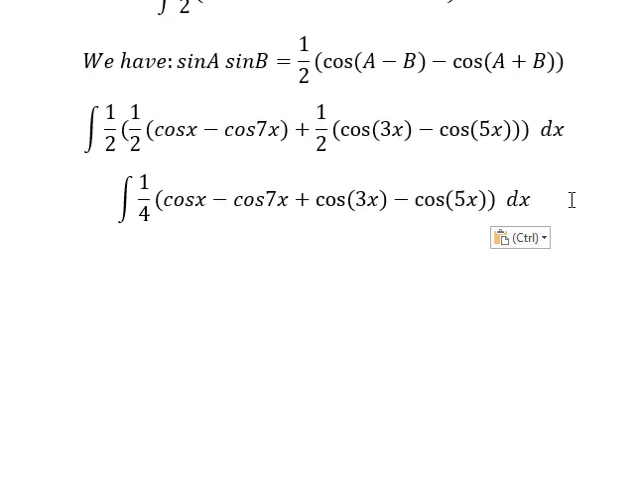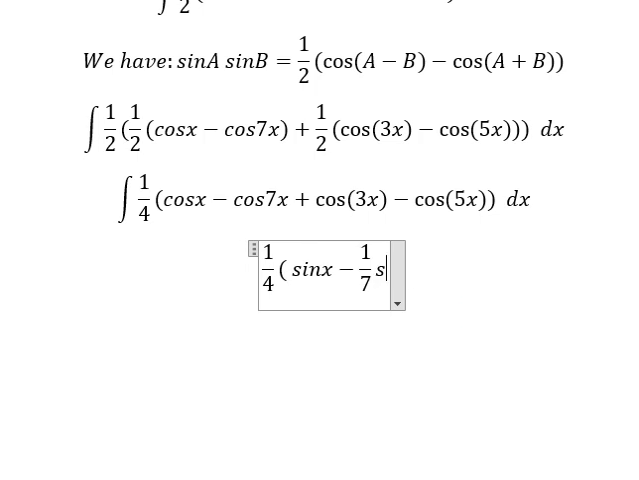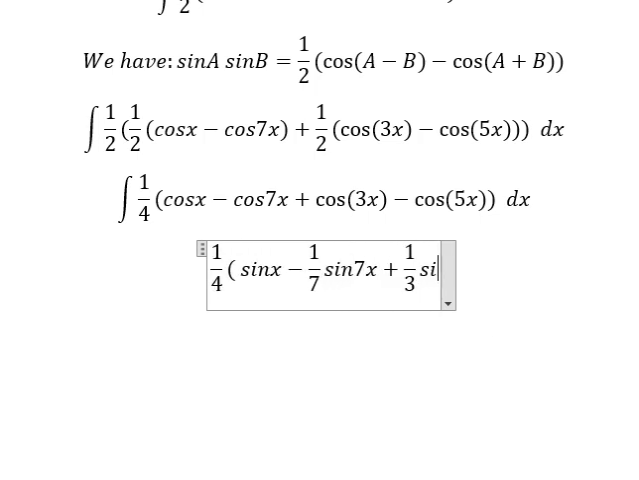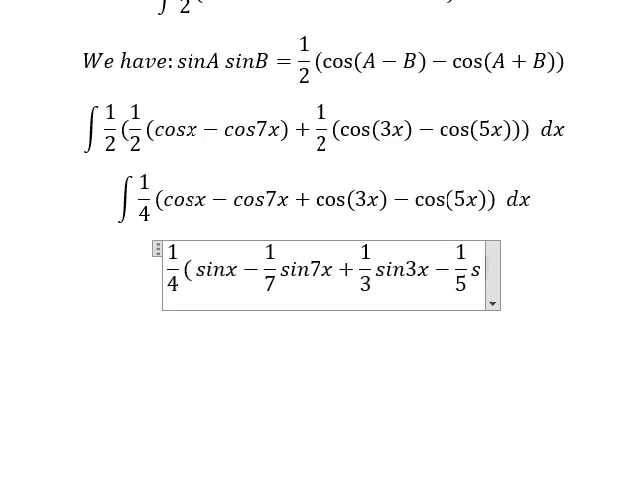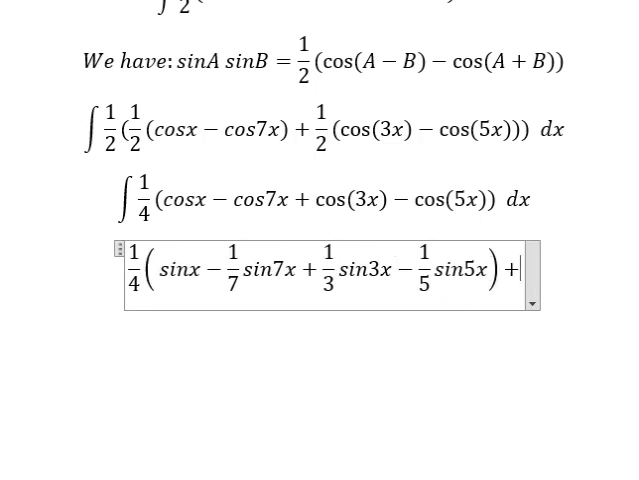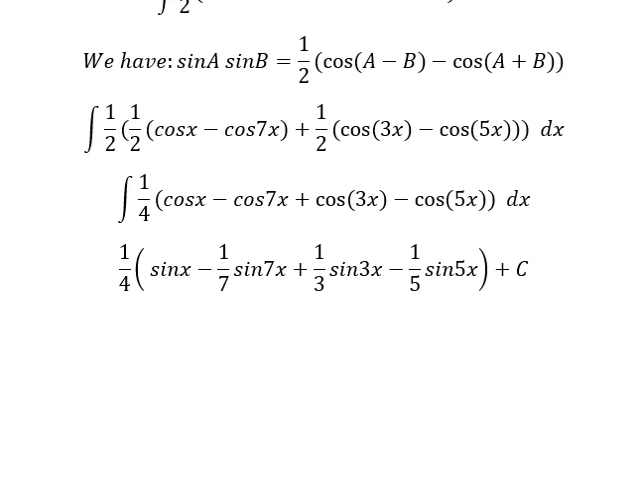Now we have the final answer. The integration of cosine x is sine x. The next ones: 1 over 7 sine 7x, 1 over 3 sine 3x, 1 over 5 sine 5x, and I will put plus c. This is the end.